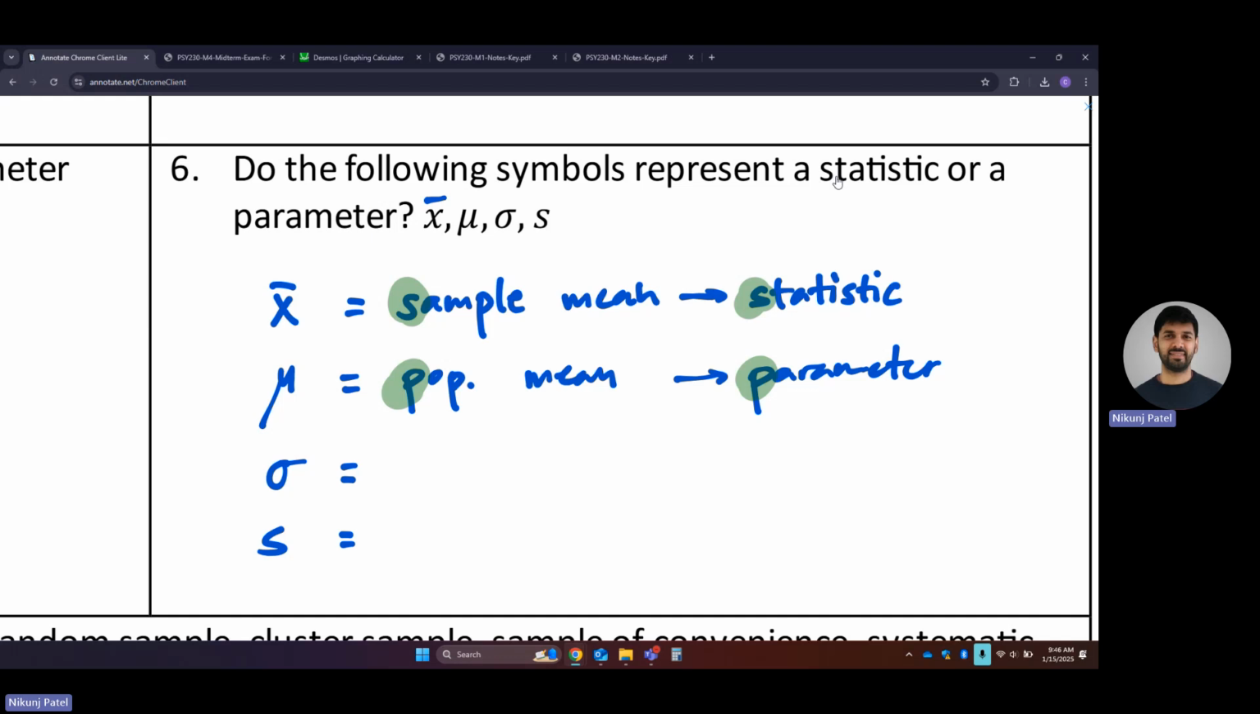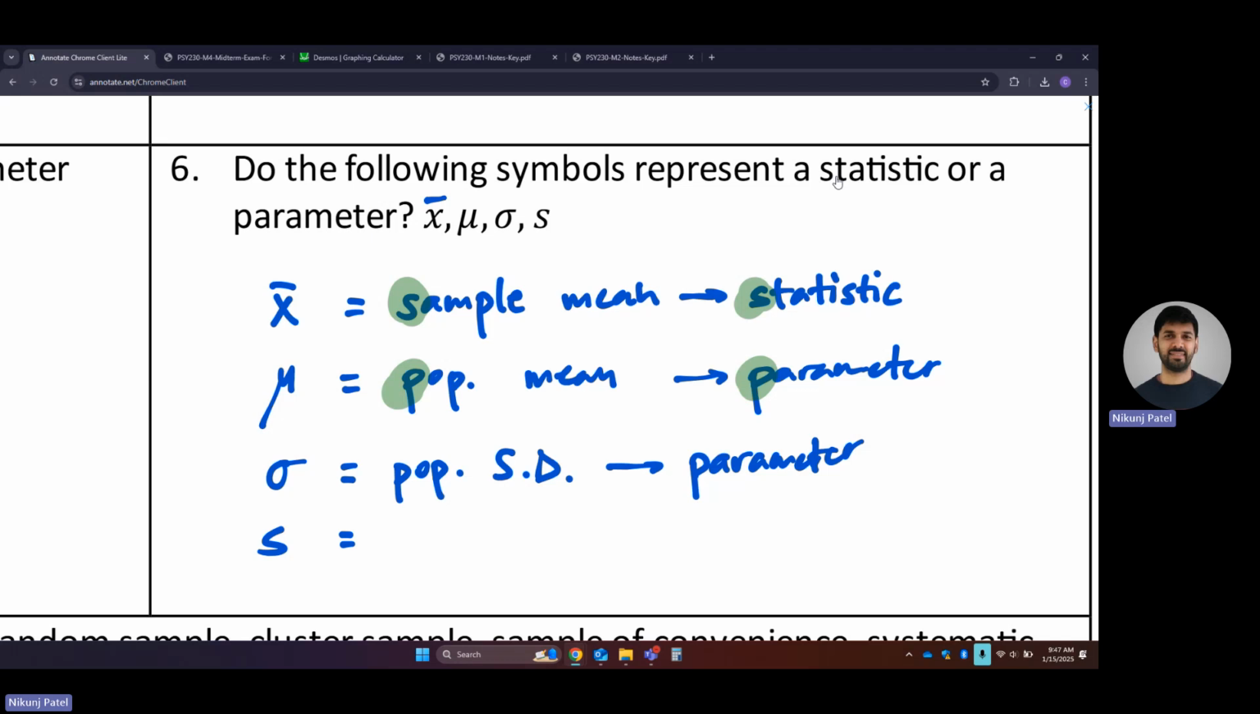Then these two down here, they're different numbers that you can also calculate. The first one is a Greek letter sigma. That's the population standard deviation. And then again, population calculates out to be a parameter. So just like the population mean is a parameter, the population standard deviation is also a parameter. They're both numbers that you calculated from the population. They tell you different things, but they both came from the population, and that's why they are both parameters.